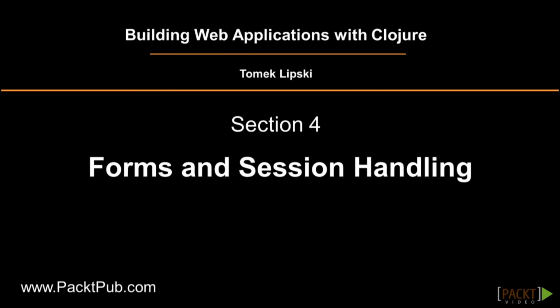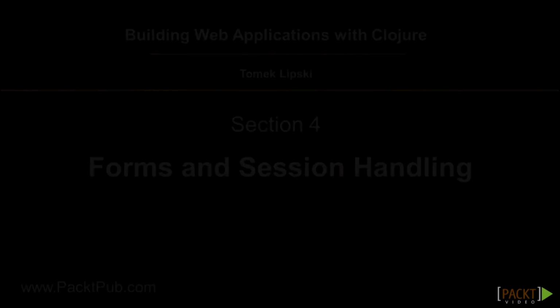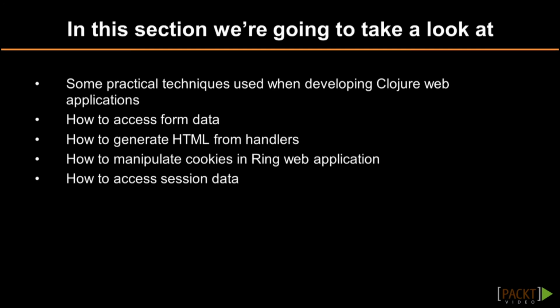In this section, we will use the knowledge gathered in previous sections to learn some practical techniques used when developing Clojure web applications. First of all, we will familiarize ourselves with accessing form data. After that, we'll focus on generating HTML from a handler. Then, we will learn how to manipulate cookies in the Ring web application. And finally, we will see how to access session data.